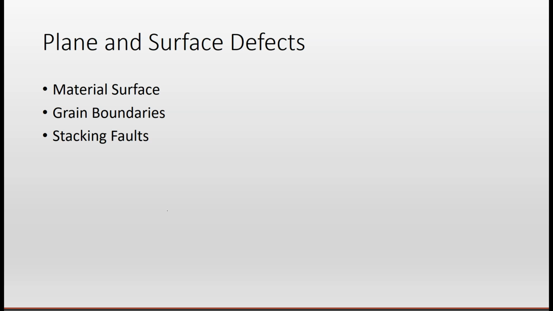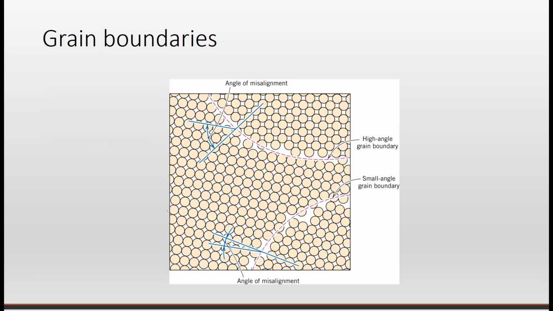Then we have grain boundaries. Let's have a look at what a grain boundary is. If we have a look at this solid sphere representation, a 2D representation, we can see we have three regions here of regular stacking, A, B, and C. While the stacking is perfect within each of these regions, where they meet, we see there's a mismatch in the plane directions.